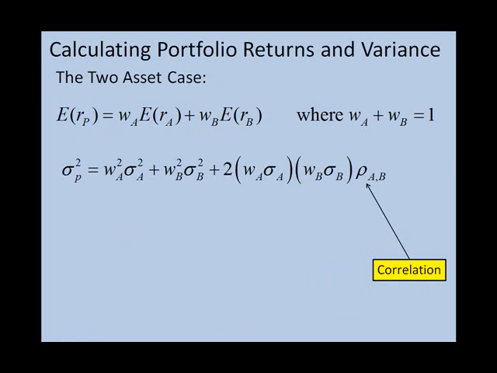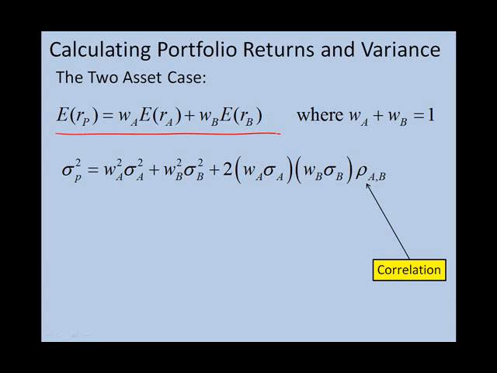Let's now turn our attention to portfolio returns and variance and see if we can slowly link portfolio returns and variances to matrix algebra. Here we have the formulas for calculating expected returns and risk in the two-asset case. The formula for expected returns is just a weighted average. Calculate the weights times the expected returns for each stock. And we know that the weights must add up to 1.